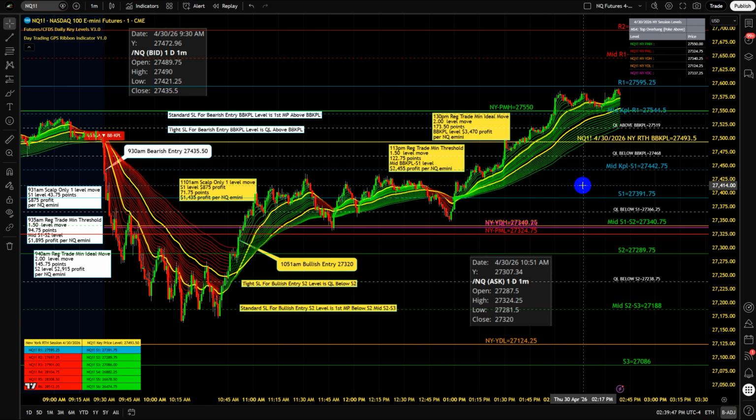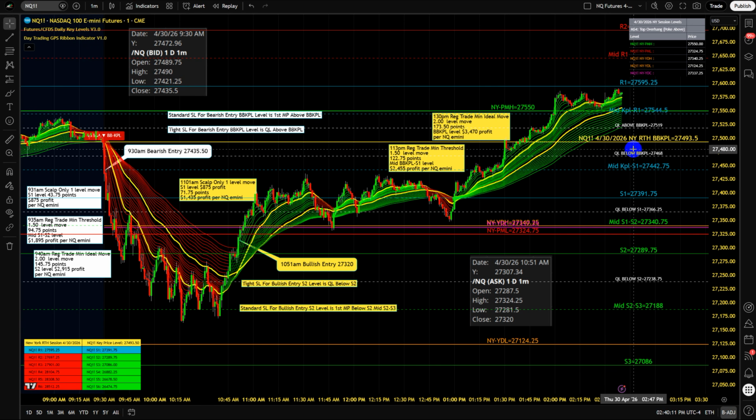The other trade that you can do is a regular day trade. A regular day trade differs from a scalp-only trade in that it requires at least a 1.5 level move in your favor, based on the level that you're basing the bullish or bearish trade on. So in this case, a bearish trade from the BBKPL, one level for a regular scalp would be S1, whereas the minimum threshold for a regular trade is mid S1, S2.